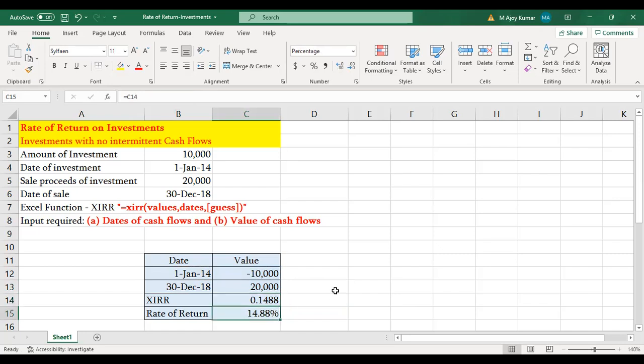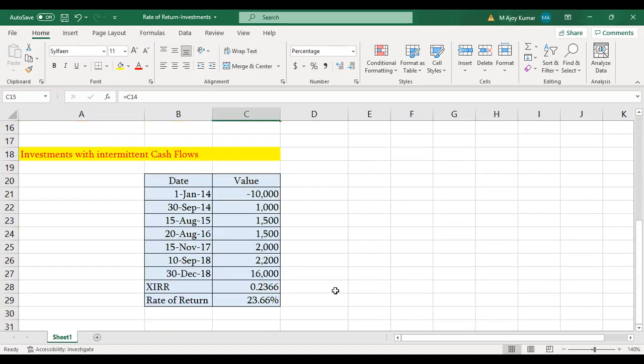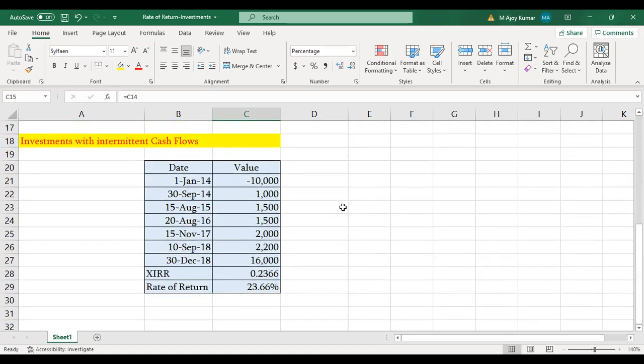One good thing about this function is that it can be used for investments having intermittent cash flows also. So let us take the second example, investments with intermittent cash flows. I have given the dates here. On 1st January 2014, an investment of 10,000 was made, so minus 10,000. And then for 5 consecutive years, you are getting dividends. I have given the date of each dividend also here. And on 30th December 2018, you sold this for 16,000 rupees.